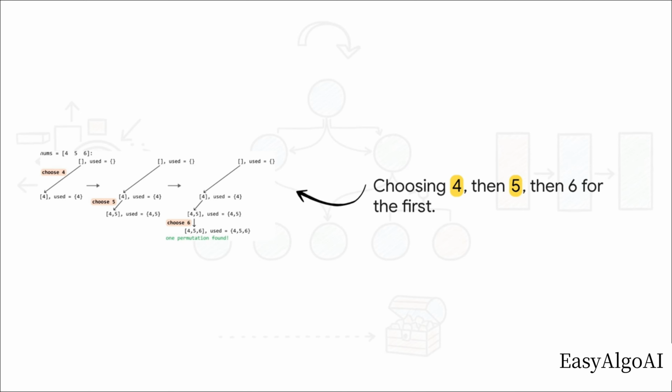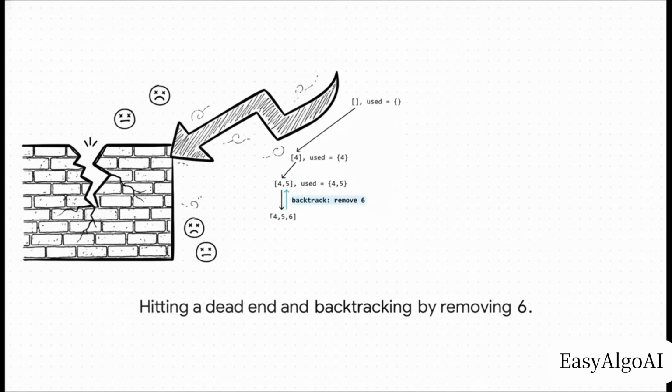Then, for the second position, we move down the tree and choose 5. Finally, we add 6. And since we've now used all the numbers from our input array, boom! We have successfully built our very first completed permutation candidate. But here's the catch. Having found one answer, we've effectively hit a dead end. We literally can't go any deeper. So to find the other permutations, we must backtrack.